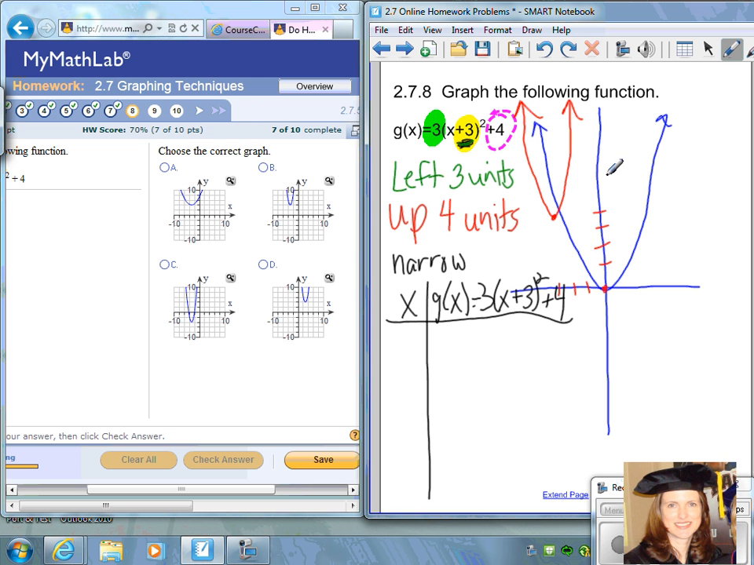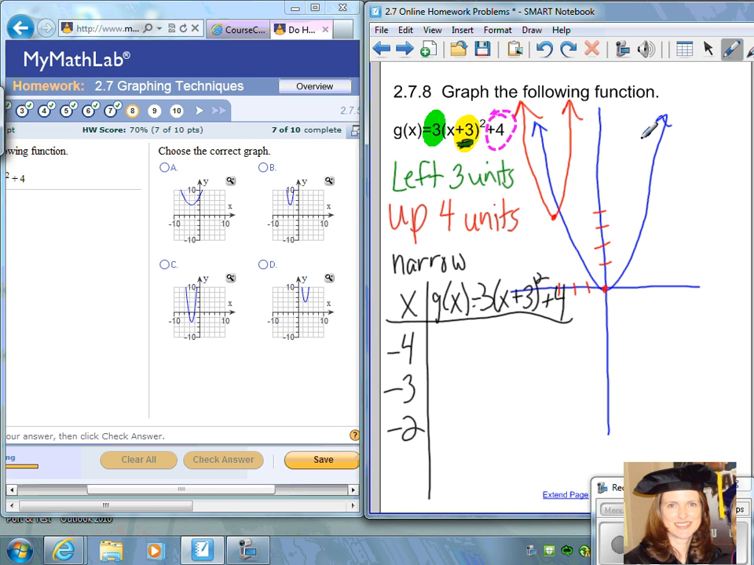And we're going to plug in a few values. Let's plug in, say, -4, -3, and -2. The reason I chose those is because this graph has been shifted to the left 3 units. So I want to look at left 3 units plus another one to the left and one to the right.